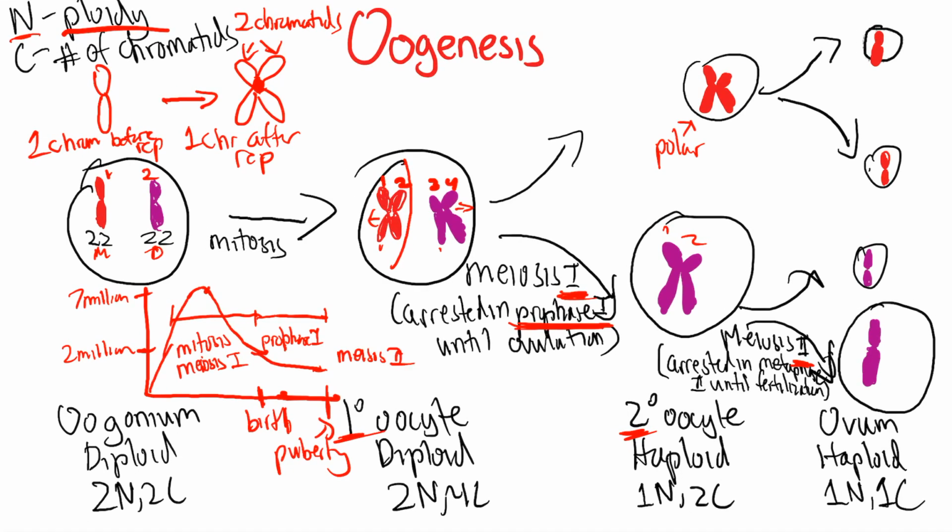But it's going to stop in metaphase 2 and stay there in that state until Mr. Sperm comes along and fertilizes your secondary oocyte. And at that point, it will finish meiosis 2 and it will split again. And note there's again an uneven distribution of the cytoplasm, with another polar body being generated. And finally we have an ovum that is haploid, and it is only one chromatid, so it's 1N, 1C.